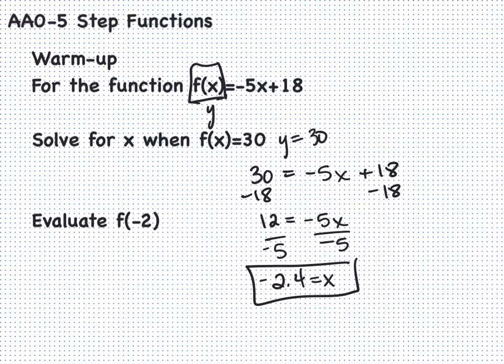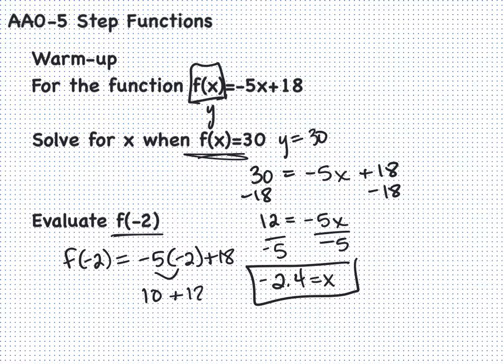Main difference with an f of x equals 30 versus an f of negative 2. With the f of x equals 30, you don't know x. When you're evaluating f of negative 2, you do know x. So negative 2, plug that in, and then just do the math. And there it is.